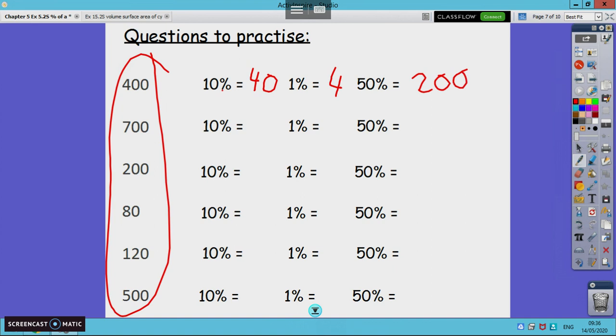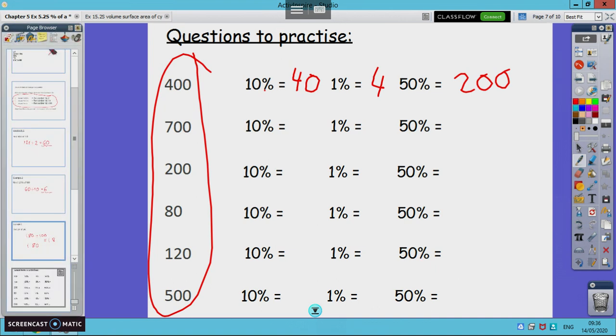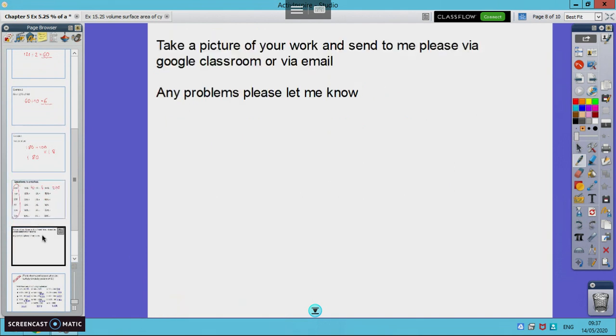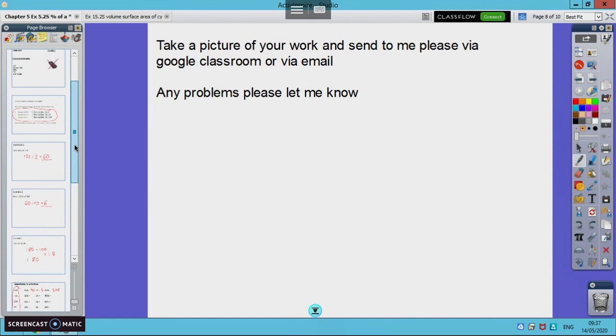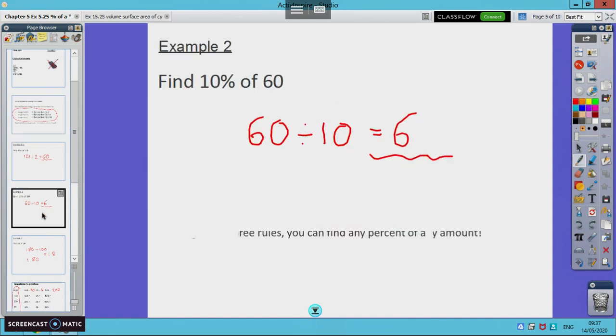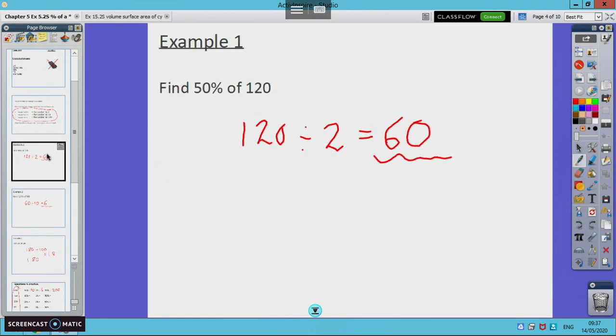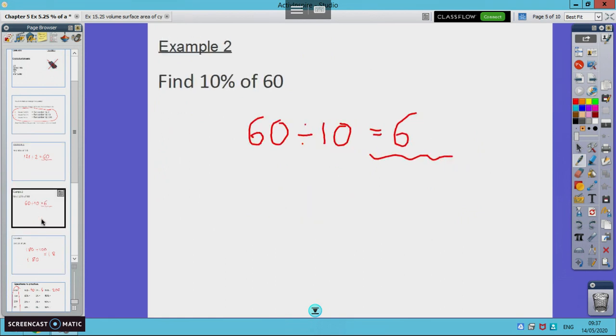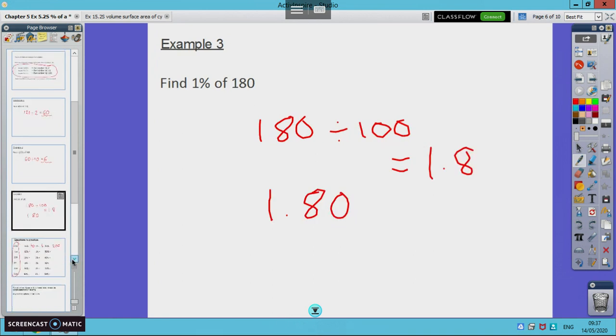So there's the first one for you. I'd like you to do the other 5 by yourself, okay? Once you've done those questions, take a picture of your work and send it to me, please, as soon as you've done them. I don't think it will take you too long. It'll just take you a while to write your notes down for me, okay? That would be it. So remember to make notes on this bit here and your 3 examples here, okay? First one was finding 50%, second one was finding 10%, and then last one was finding 1%.